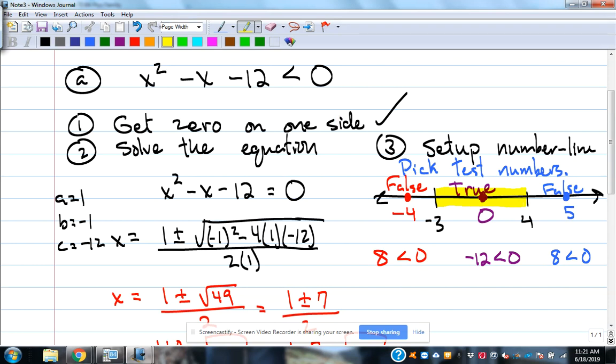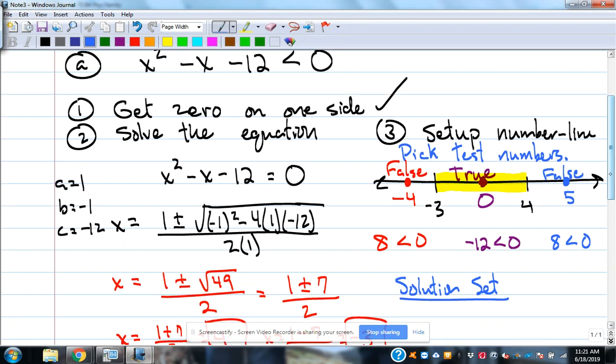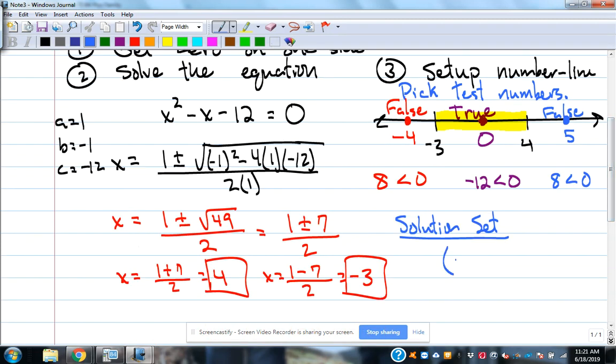Okay? The answers, the way you write that, is with interval notation. We are not including -3 and 4 because the inequality did not have an equal to mark. So we need parentheses from -3 to 4, close parentheses. If it had an equal to mark, we would put square brackets out of that. We'll do one that's got an equal to mark next. Okay.